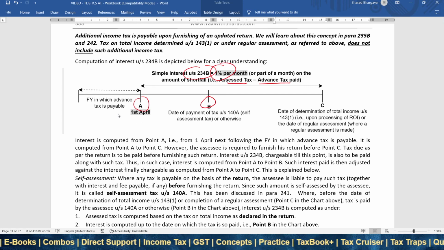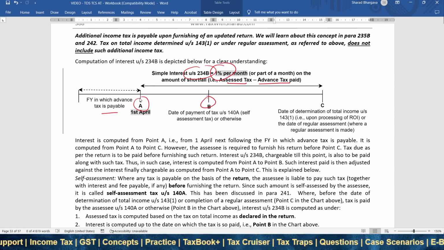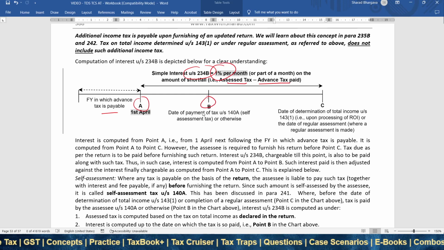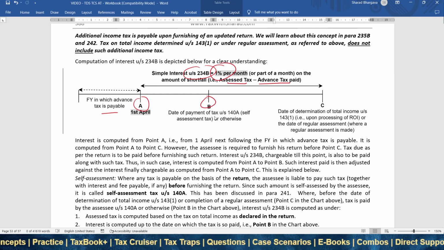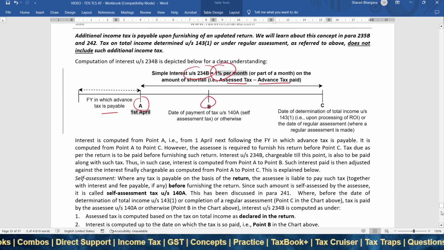Point A is 1st April following the financial year in which advance tax is payable. So from 1st April till the date of payment of tax. Till the date of payment of tax, in our case, before furnishing the updated return of income. So till that date, from point A to point B, simple interest will be applicable under section 234B.